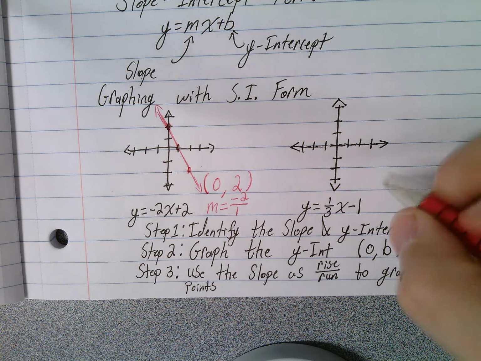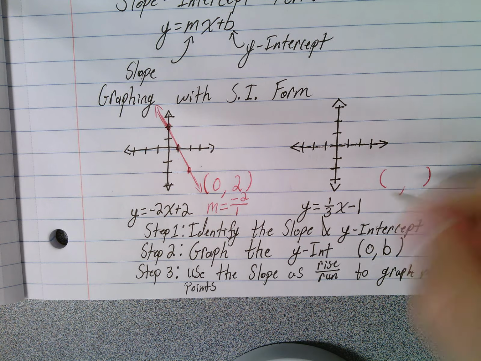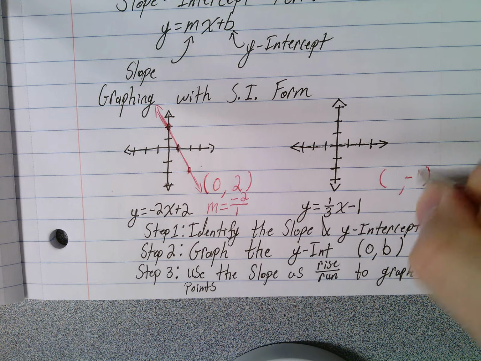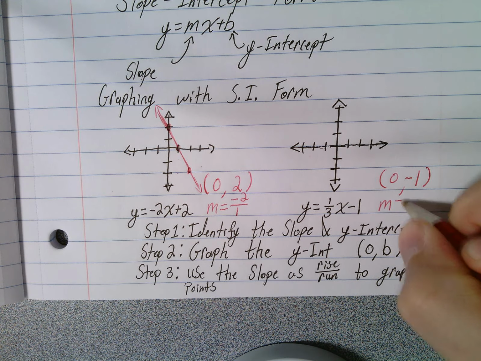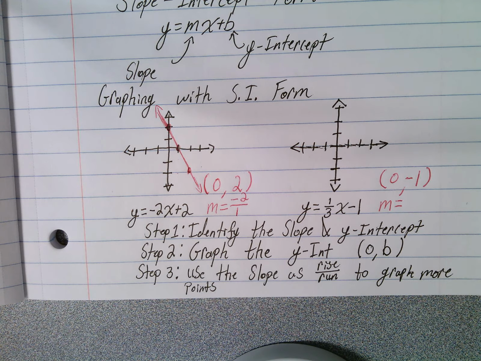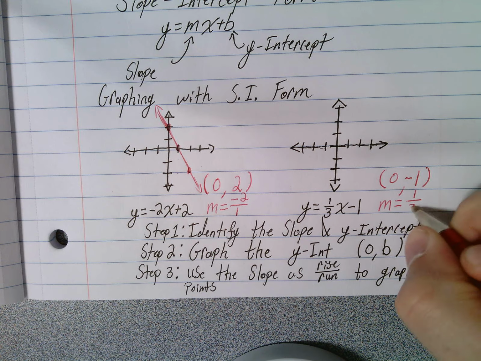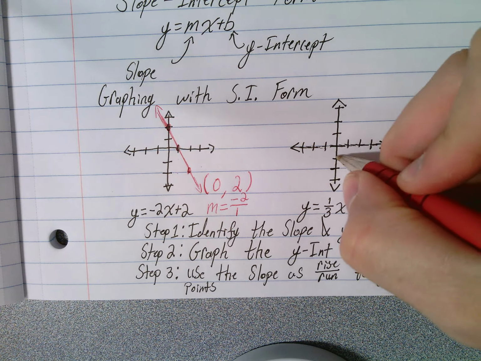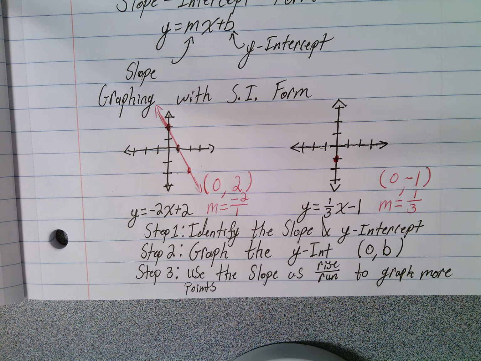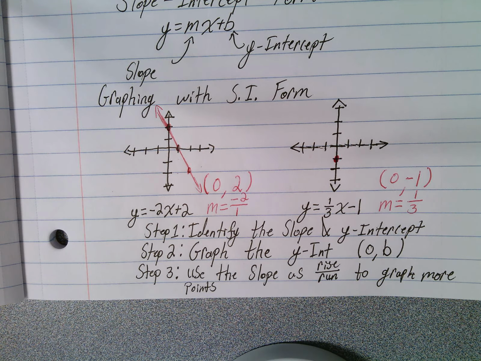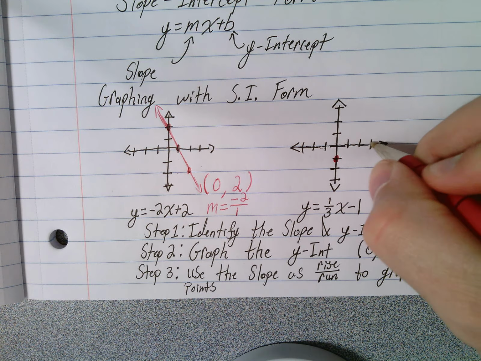Let's do the same thing for this one. What's our y-intercept? Good, it's a -1. So my point would be 0, -1. And my slope, written as rise over run, is what? 1/3. So I start at 0, -1. And then I do what? Up 1, right 3. 1, 2, 3.